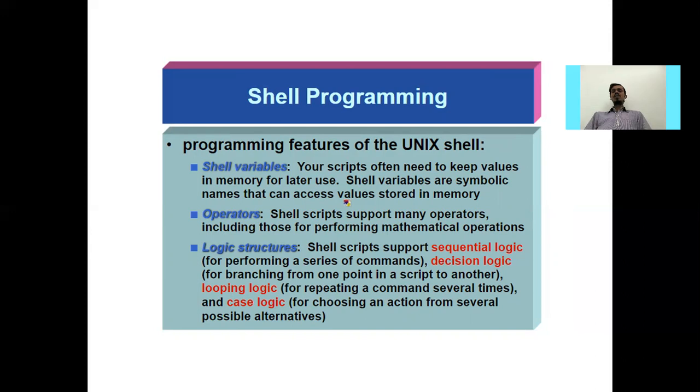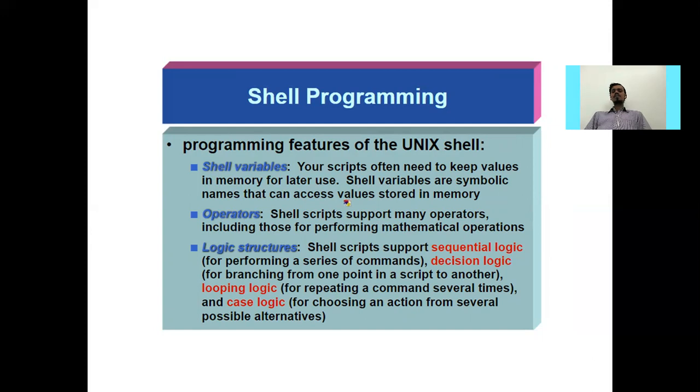And logical structures: shell script supports sequential logic like if, then, else, and others for performing a series of commands. Decision logic is for branching from one point in the script to another point. Branching means jumping from one condition to another condition in a particular script.